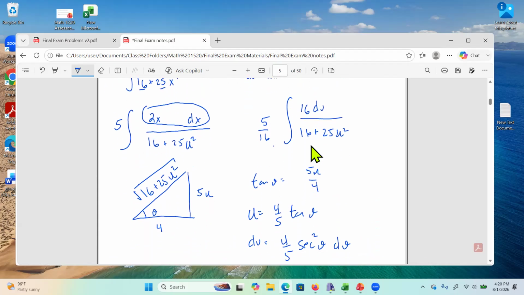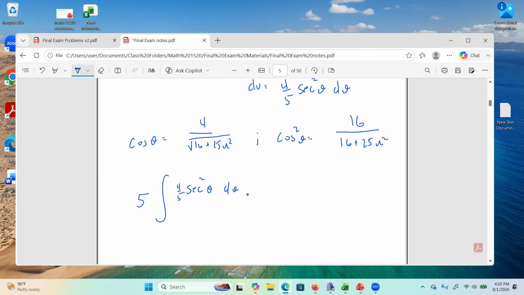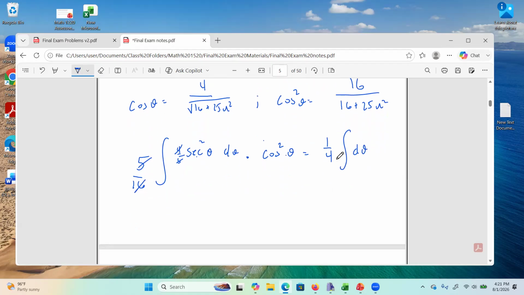That's going to be 16 over 16 plus 25u squared, and that is equal to cosine squared theta. Well, something special happens when you've got cosine squareds and secant squareds: they cancel each other out. The 5 cancels, and the 4 cancels with that 16, so I've got 1/4. Secant squared and cosine squared go away, so I just have the integral of d theta. That's a physics integral if I ever saw one.